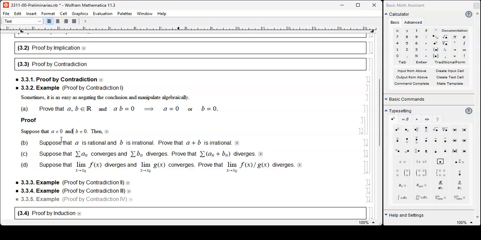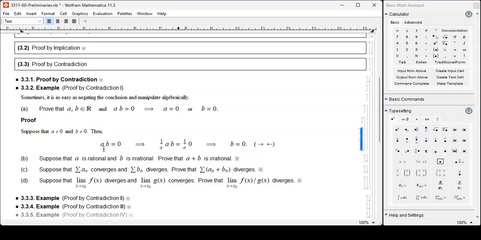So suppose that A is non-zero and B is also non-zero. In that case, what kind of contradiction can I take? A times B is 0, and we can divide by A, and we have 1 over A times 0, so B is 0. And that's a contradiction because we assume B is non-zero as well. Did you use A is non-zero? Yes, right here. Dividing by A, we used it. Did you use B is non-zero? Right here at the conclusion.